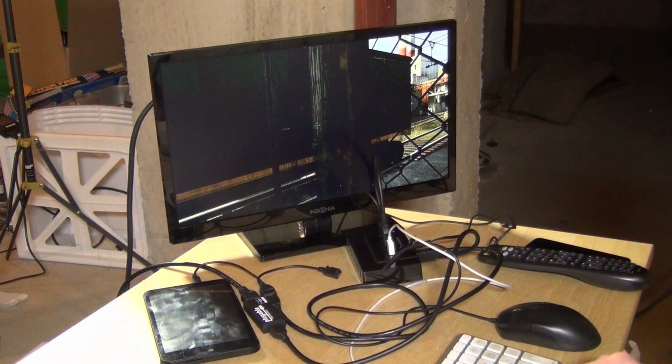So that's the HP Stream 7 with all this stuff hooked up to it to drive a 1920 by 1080 display. So it is possible, but not practical.